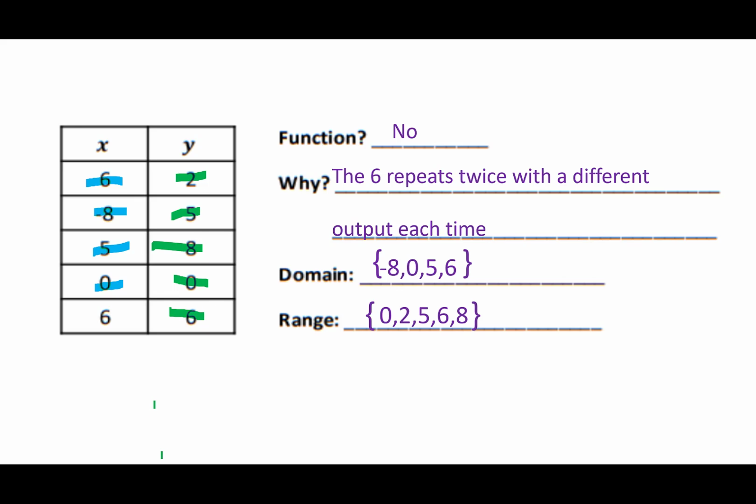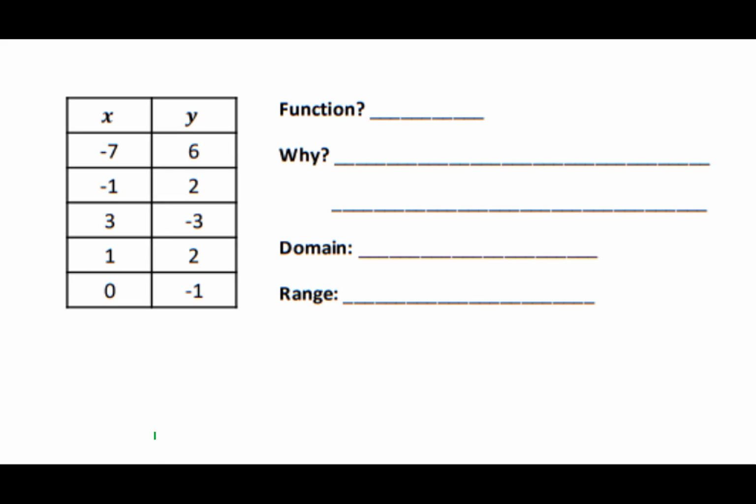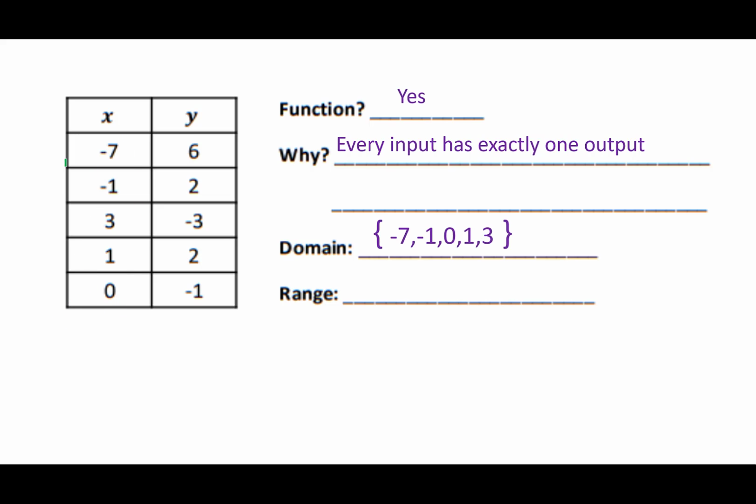I'm going to look at another example here. So is this a function? So looking down, do I have any repeating inputs or X values? No. So this is a function. Every input has exactly one output. All right, so listing the domain, I'm just going to list these values here from least to greatest. So we've got -7, -1, 0, 1, and 3.